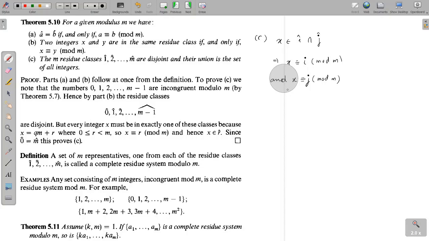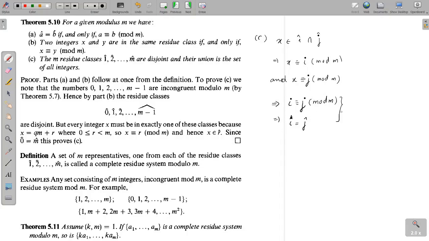From these two congruences, from the first we can write i is congruent to x mod m and x is congruent to j mod m. This is because of the symmetry. Then using the transitivity, you can get i is congruent to j mod m. This implies i-cap equal to j-cap.